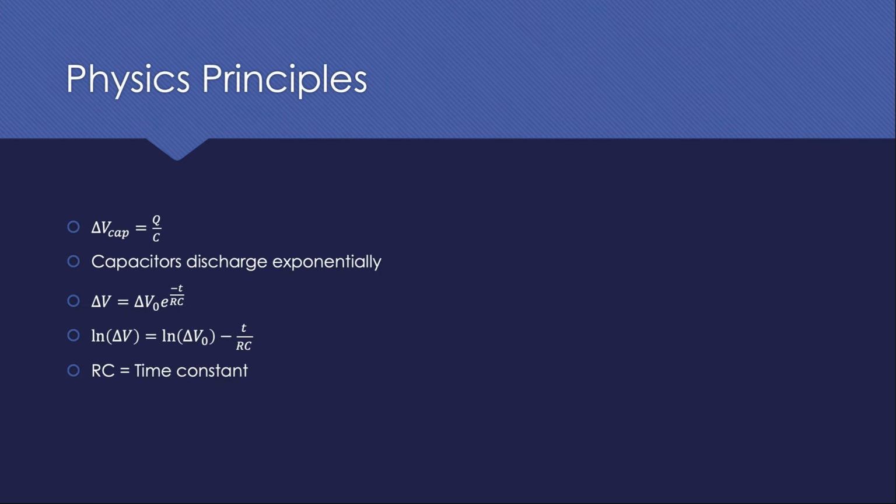The RC circuits that we will look at in the second part of the lab have their own set of properties. The potential difference across a capacitor is the charge divided by the capacitance, and capacitors discharge exponentially according to the following equation. Taking the natural log of this equation allows it to be plotted linearly, which we will do later on. The slope of this plot is the negative reciprocal of the time constant RC, which is when the voltage is 1 over e of its original value.